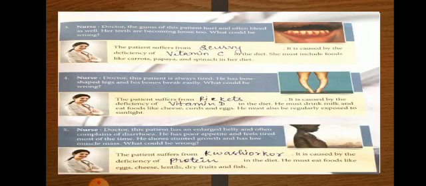Fourth, the patient is always tired. He has bow-shaped legs and his bones break easily. So weak bones, have you heard about it? The patient suffers from rickets, and it is caused by the deficiency of vitamin D. So he must drink milk, eat foods like cheese, curd and egg, and regularly be exposed to sunlight. Why sunlight? Because sunlight is a good source of vitamin D.